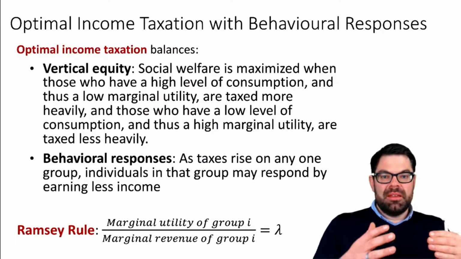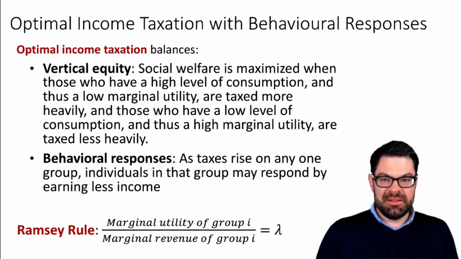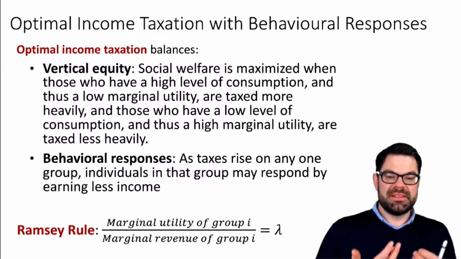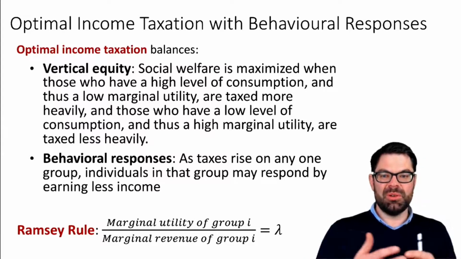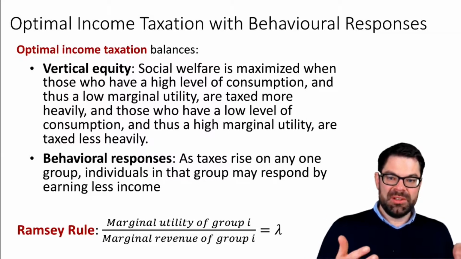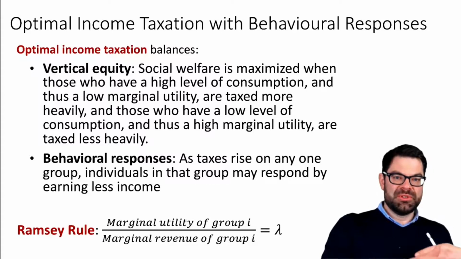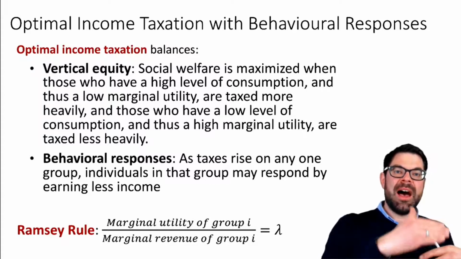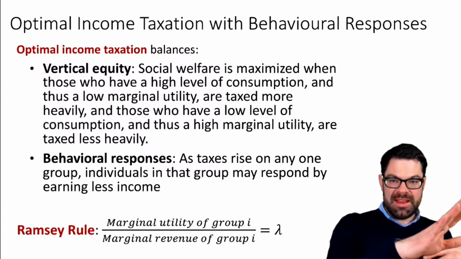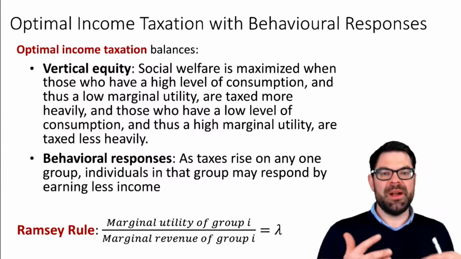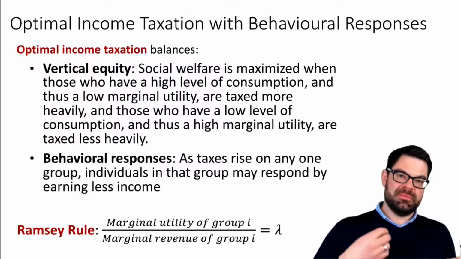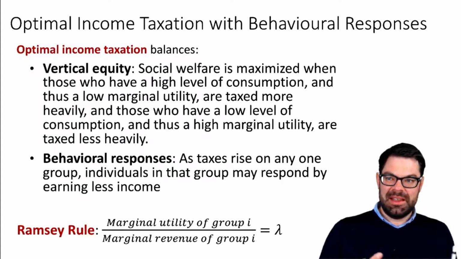Now, if we want to design an optimal tax system, we need to factor in a few things. The first is what's called vertical equity, which is that we want to tax people who have a higher income at a higher rate than people with a lower income. One of the reasons why we want to do this is obviously out of a sense of justice.